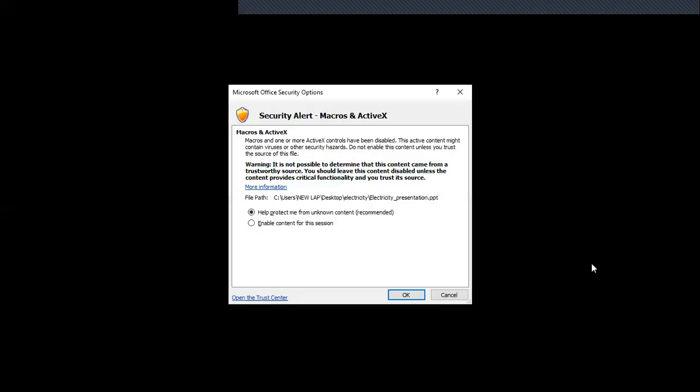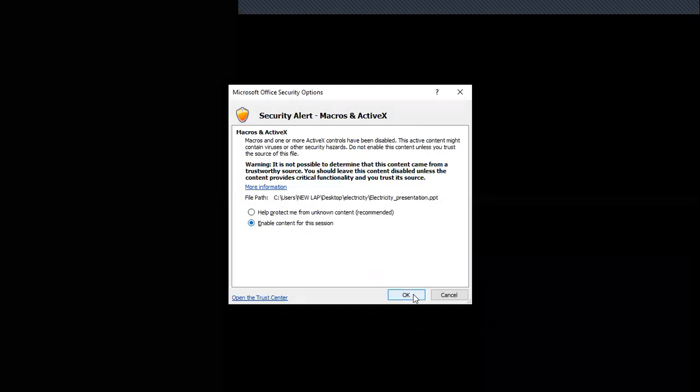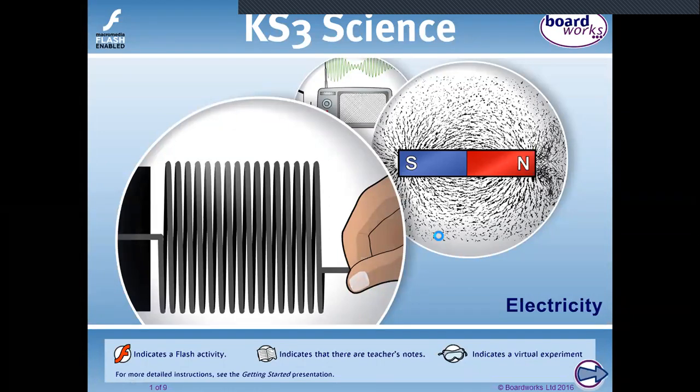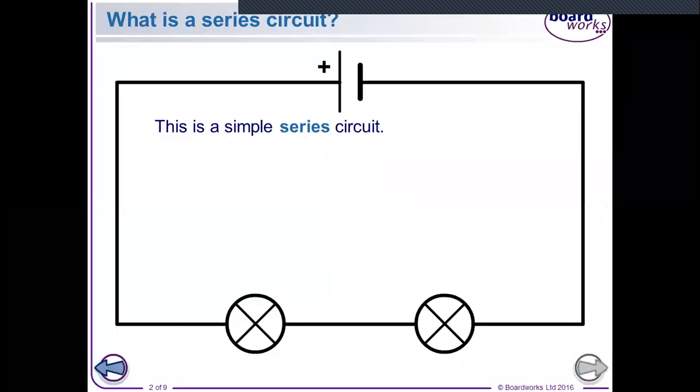We said the big difference between current electricity and static electricity is that current electricity needs a wire to move through, okay? That's why we need to build a circuit for the electricity to move through. In order to build a circuit, we need a wire, we need a bulb, we need a battery.